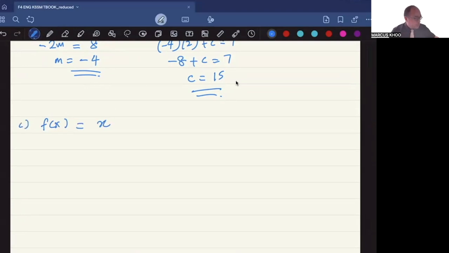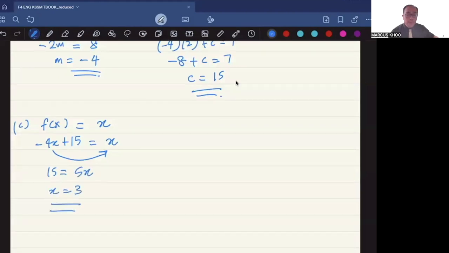So -4x + 15 = x. And this is pretty simple maths. All this question is asking you is to understand what it means when you say, after you map onto itself, the value remains unchanged. The x is still x. So if we do this, I'm going to move the x across. 15 = 5x, x = 3. This is simply what it means.